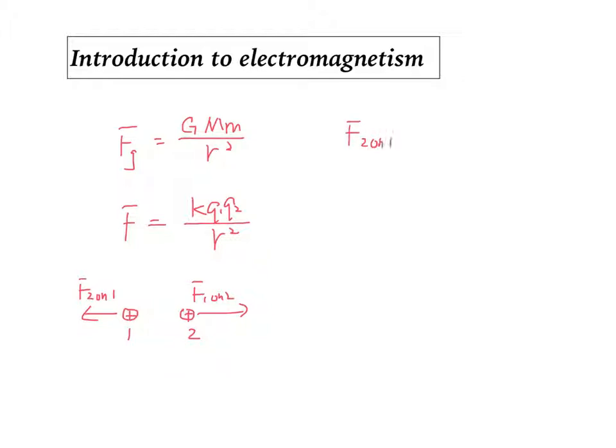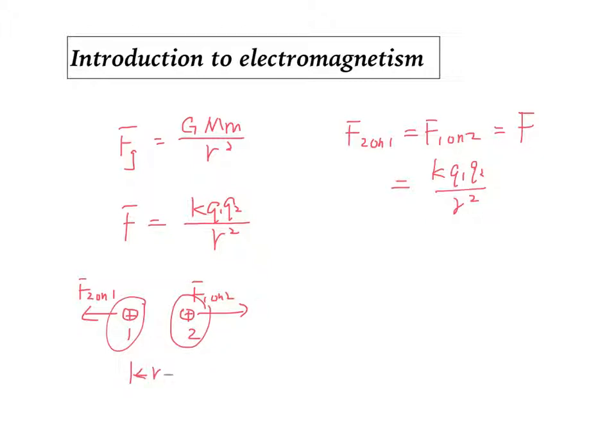F2 on 1 should equal F1 on 2, which equals F equals K Q1 Q2 over R squared. In this case, Q1 is just the charge of charge 1, Q2 is the charge of charge 2, and R is just the distance between charge 1 and charge 2 at that moment. Oops, sorry, I need to put absolute value here. Here, I only consider the magnitude of F.